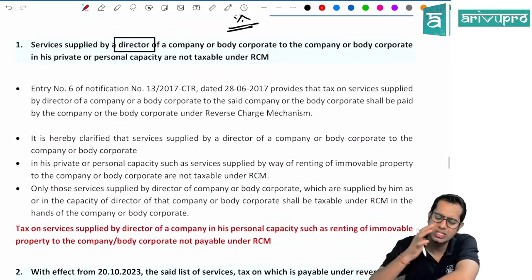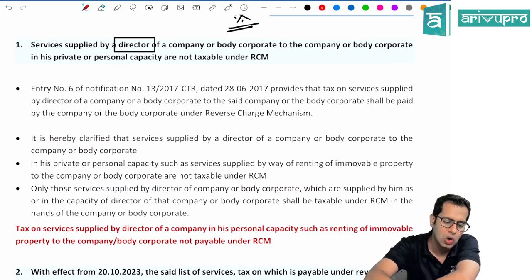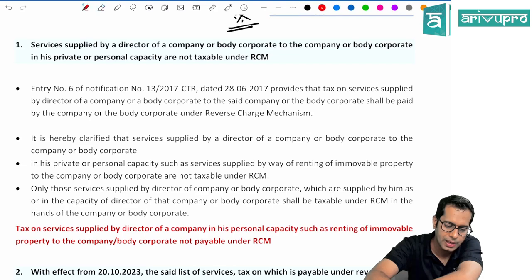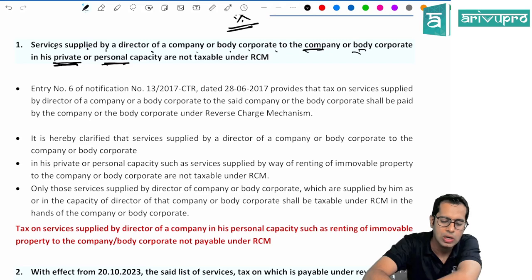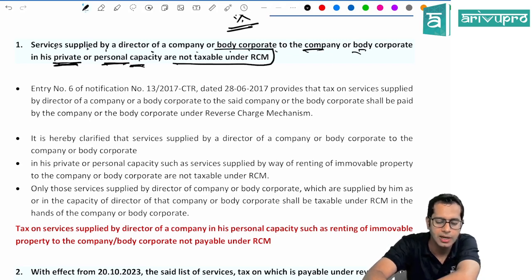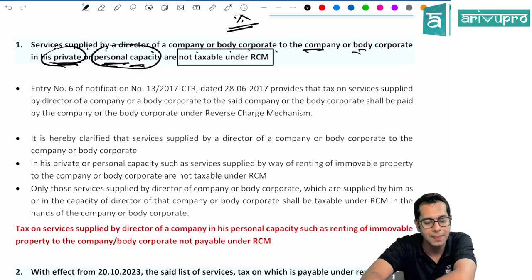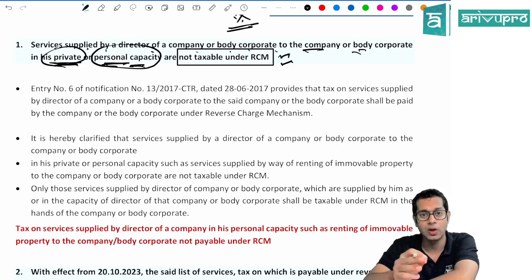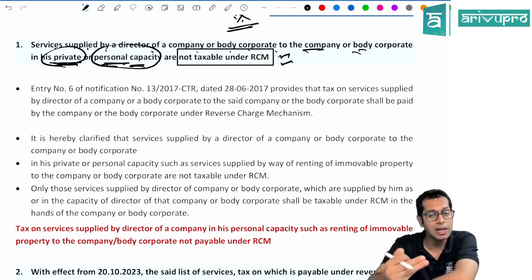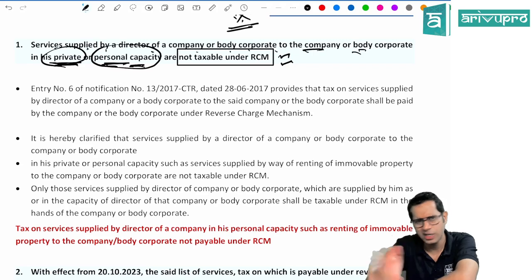So now only this one extra point they have added. So normally services supplied by a director of a company or a body corporate to the company or the body corporate in his private capacity or in his personal capacity is not taxable under reverse charge. So services given by the director in his private capacity or in his personal capacity is not taxable under reverse charge. They are not telling that it is not taxable at all. They are telling that it is not taxable under reverse charge. That means it is taxable under forward charge.